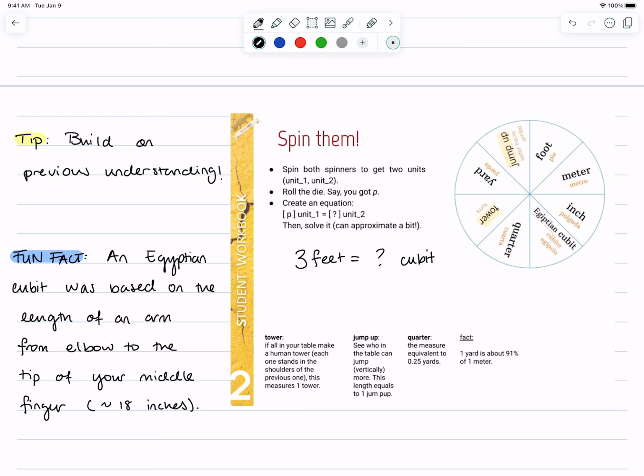A fun fact, an Egyptian cubit was based on the length of an arm from the elbow to the tip of your middle finger. So it's about 18 inches. And so maybe you can have a conversation about how this traditional Egyptian unit of measurement is similar to the Hawaiian ones. And so you can really have that conversation as well. So there's a lot of culture and a lot of math in this activity.